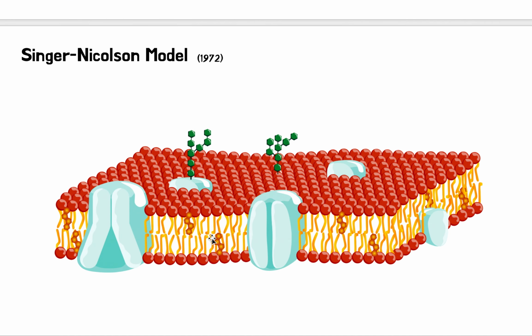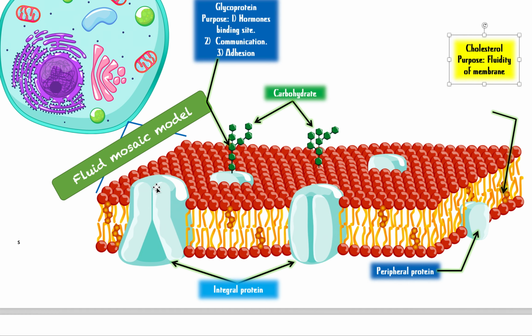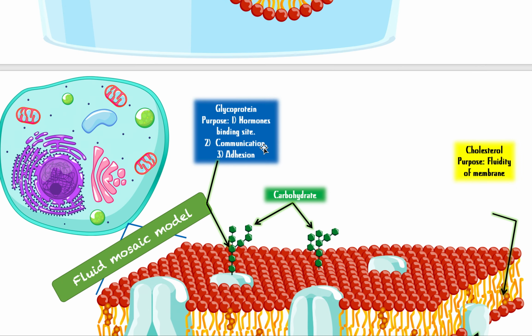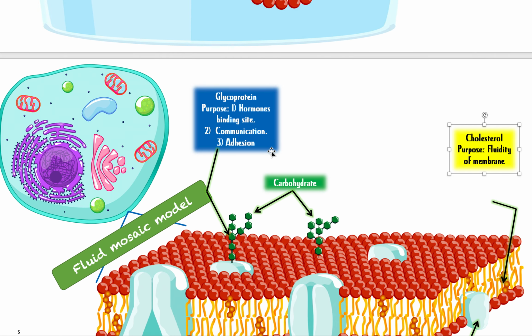This is the currently accepted model, the Singer-Nicolson model, also known as the fluid mosaic model, because it's fluid and it's a mosaic. It's made up of all these different structures, which is what mosaic means. So that's it for membrane structure. That's all the things you've got to know. Just look over it carefully, draw it a few times, and that's it. That's all you need to know.